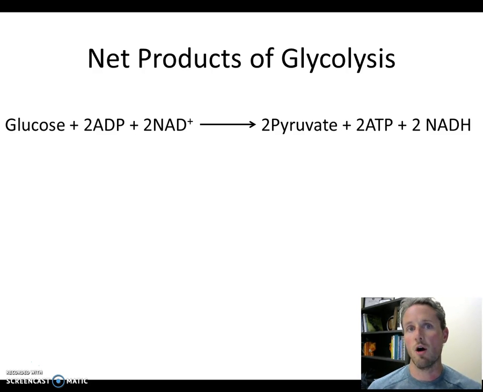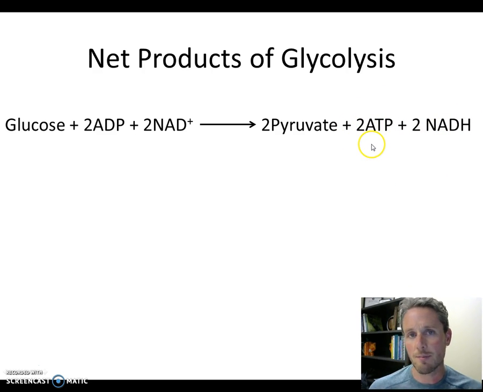So let's again look at the overall chemical reaction of glycolysis. We started with that glucose. We invested some energy into it to activate it. We did the cleavage to break it apart into 2 3-carbon molecules. And then we harvested energy out of those 3-carbon molecules. And we made NADH and ATP.